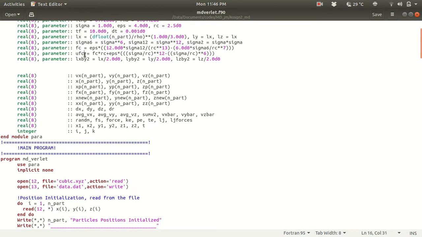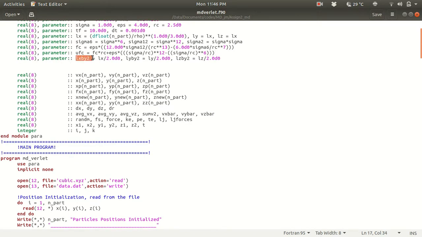And UFC is the potential cutoff at r equal to rc, which is Fc times rc plus epsilon times the potential at r equal to rc, which is basically (sigma by rc) to the power 12 minus (sigma by rc) to the power 6. And Lx by 2 I have defined as Lx/2.0d0, Ly by 2 as Ly/2.0d0, and Lz by 2 as Lz/2.0d0.